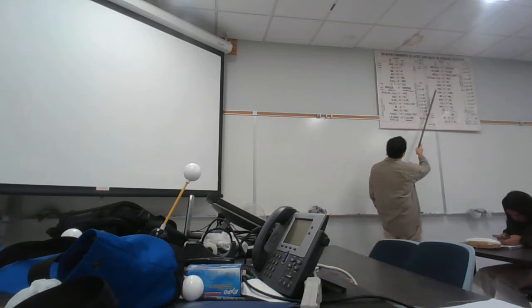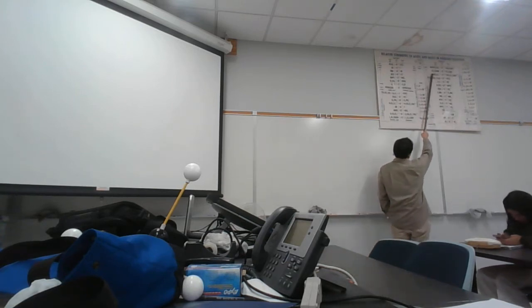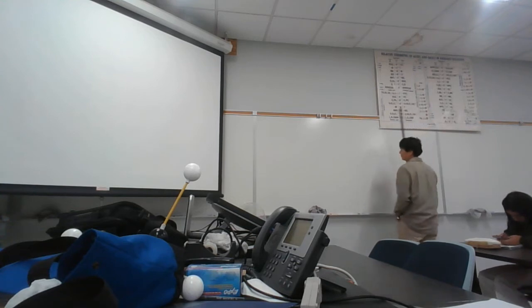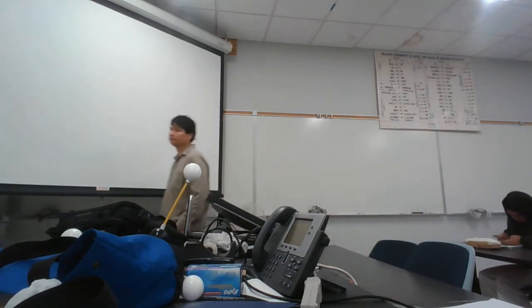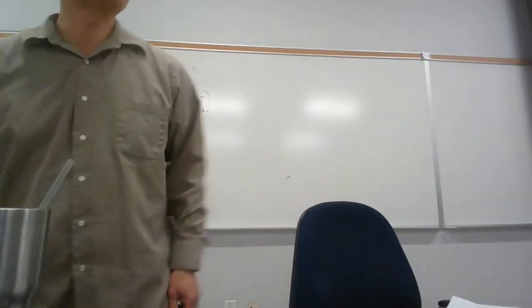Acetic acid is CH3COOH. And so the condensed structural formula for acetic acid has a COOH group. And whenever we see the COOH group, you know what we call that group? We call that group a carboxylic acid. And so this would be an acid.